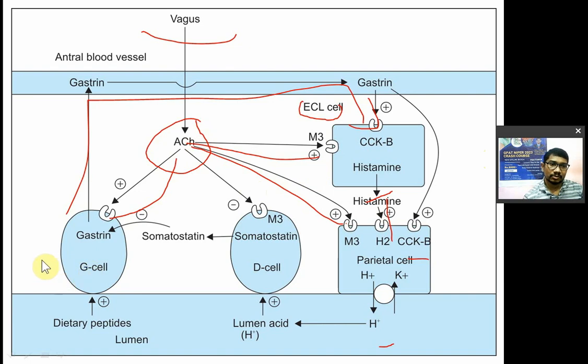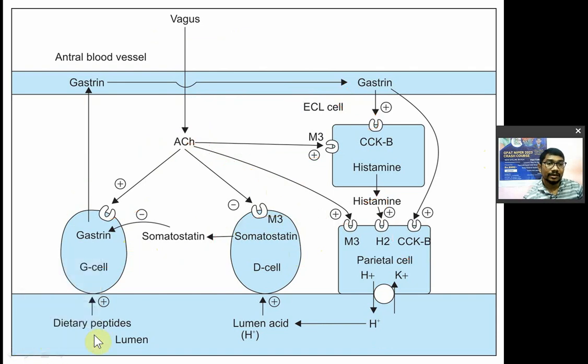Now what does gastrin do? Gastrin also increases acid. There is one more hormone there, somatostatin. So somatostatin will decrease acid formation because somatostatin has a negative role on gastrin. Meaning somatostatin decreases gastrin. So if gastrin decreases, your acid will also decrease. So somatostatin has a negative role in acid formation.